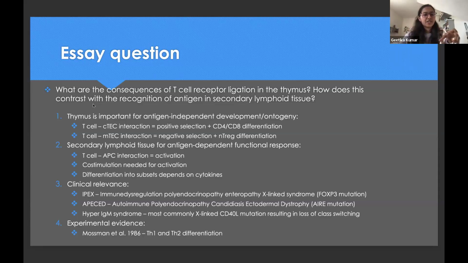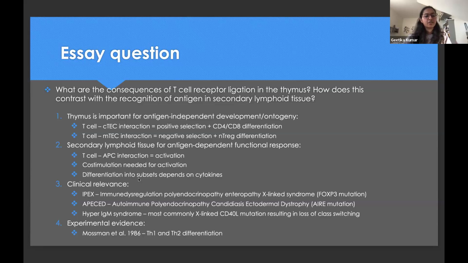And then I think the second keyword is contrast. So you want to be drawing a direct comparison between the process in the thymus and the process in secondary lymphoid tissues. If we're saying that in the thymus, it's important for ontogeny of the T cells, then you want to say in the secondary lymphoid tissue, it's more functional. Basically you want to draw a direct comparison, if that makes sense. And beyond the core stuff that we've been talking about, they like to see some clinical and experimental stuff included as evidence in the essay.